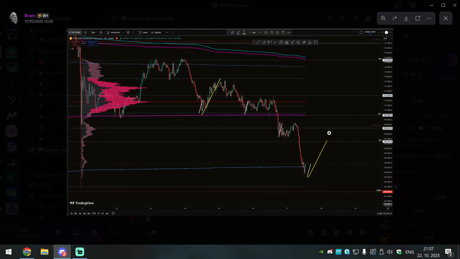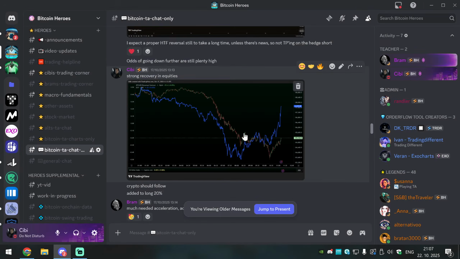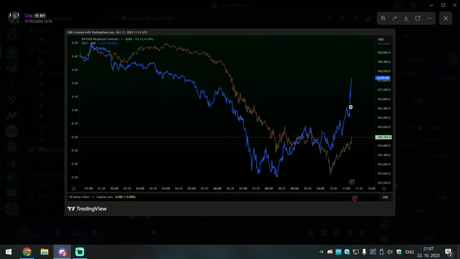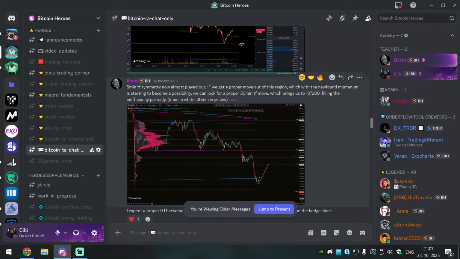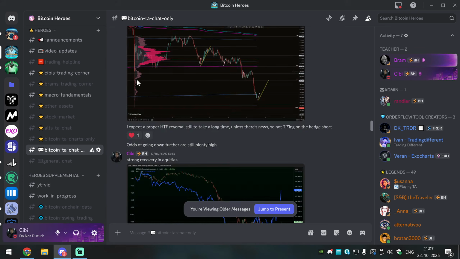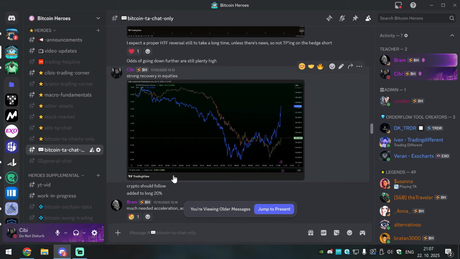Bram is now giving symmetry, target to the upside, very similar like here. So there's like minimum target out of such zone. We now are getting equities pushing to the upside. I just need to read my post because I want to show you. I think I was adding twice. Yes, here was the first adding.